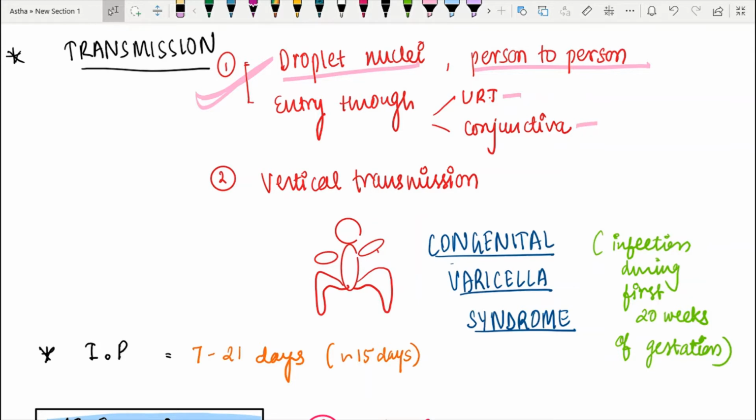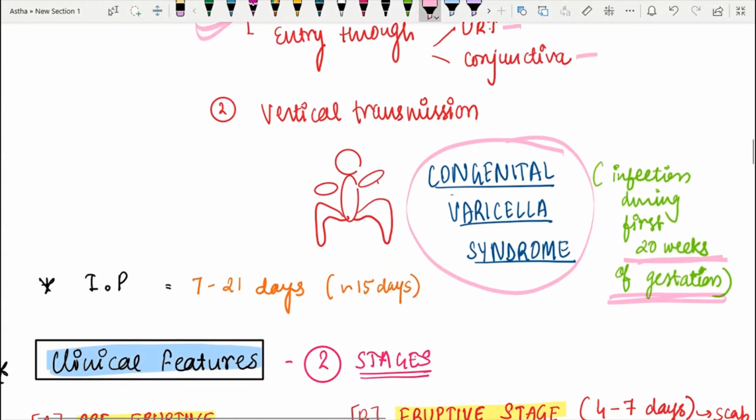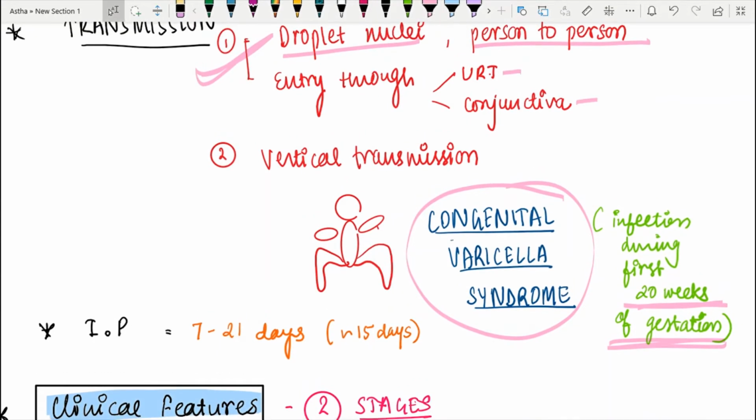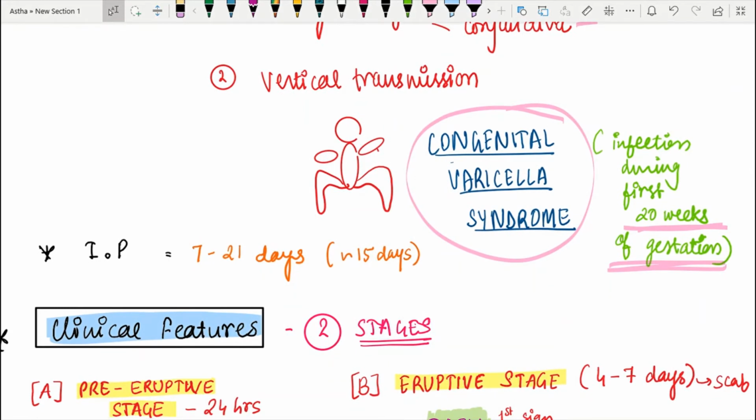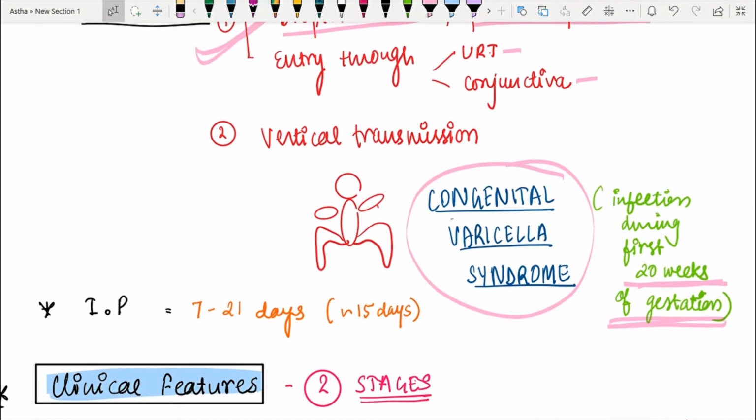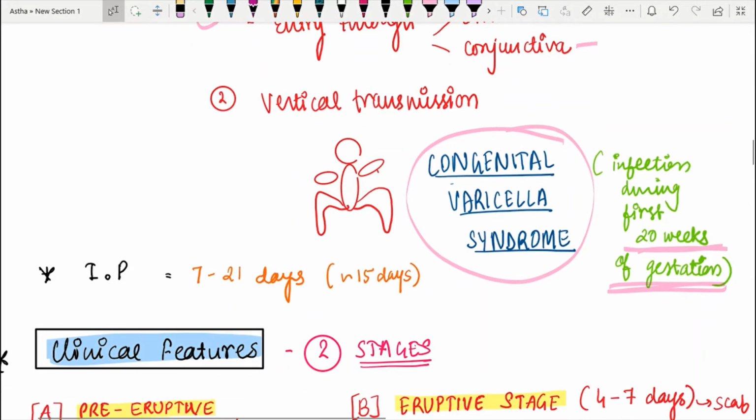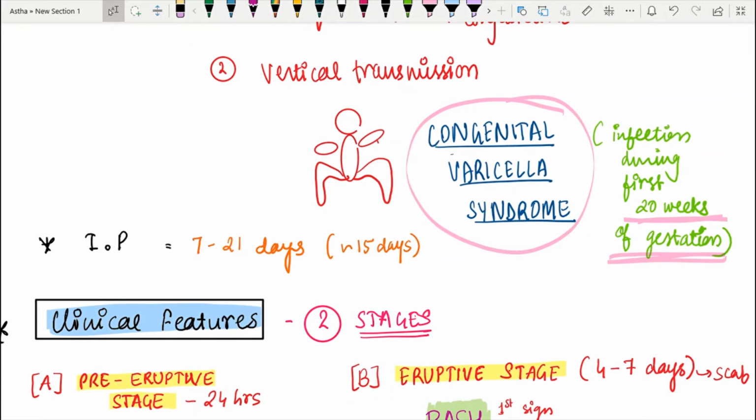This particular infection is known as congenital varicella syndrome, and this usually occurs when the mother gets chickenpox during the first 20 weeks of gestation. This is a severe form which leads to many conditions in the fetus like retinitis, cataract, microcephaly, atrophied limbs, etc. Talking about the incubation period, it takes around 7 to 21 days for the virus to come in our body before the onset of symptoms, and on average 15 days is the incubation period.